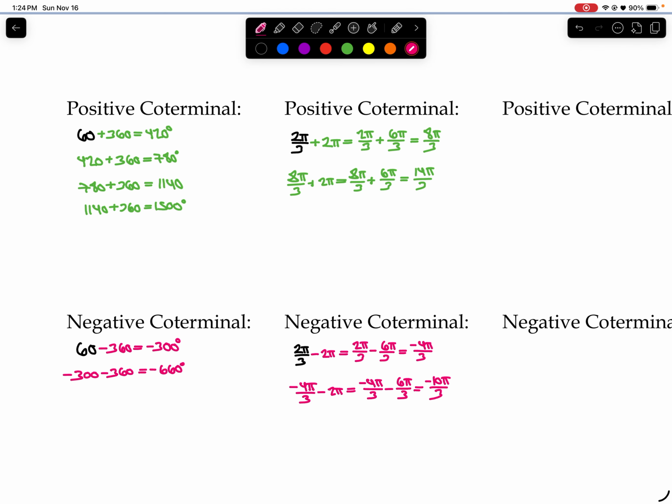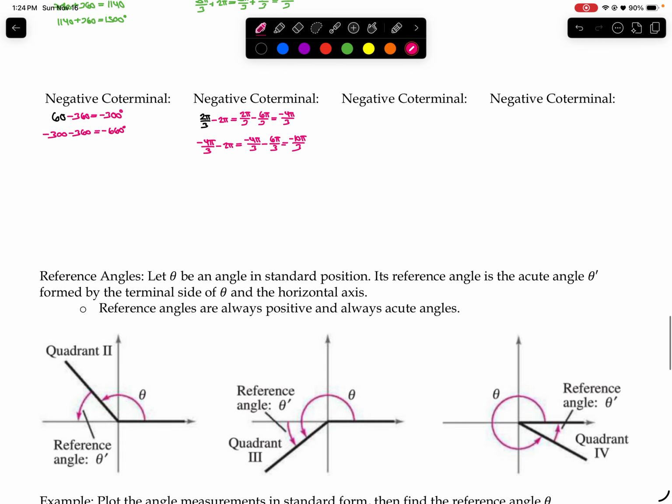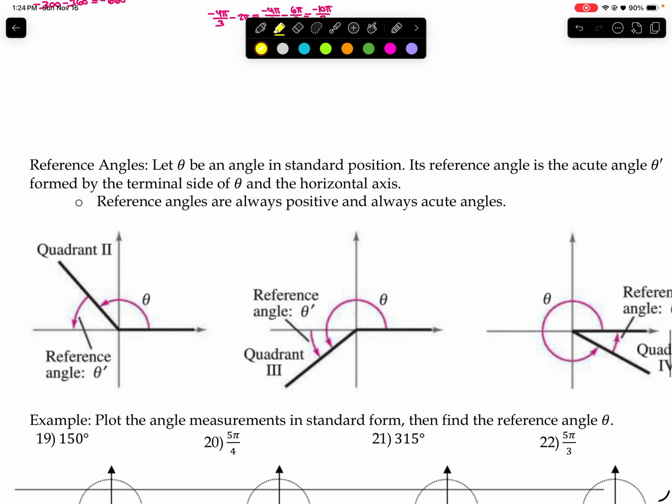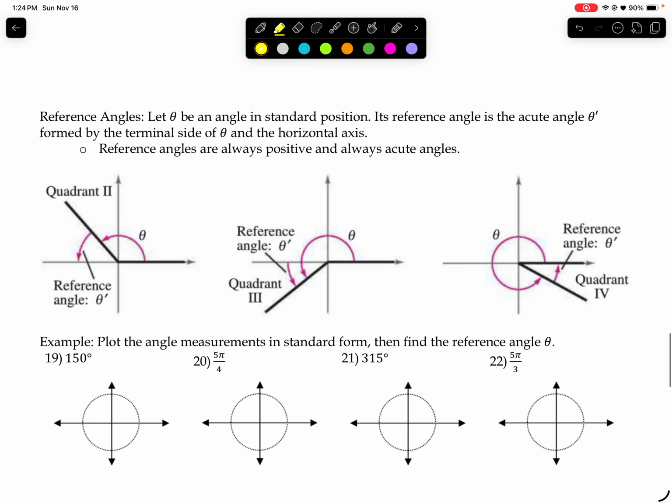Okay, so the others are just going to be more practice. So I'm going to move on from coterminal. We're going to look at the next type of angles, which is going to be reference angles. Now, reference angles, just like coterminal angles, are going to be super important later on, especially when we get to what we call vectors towards the end of the year. We're going to be using reference angles a lot.